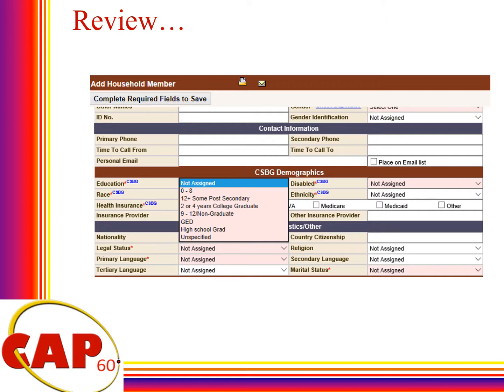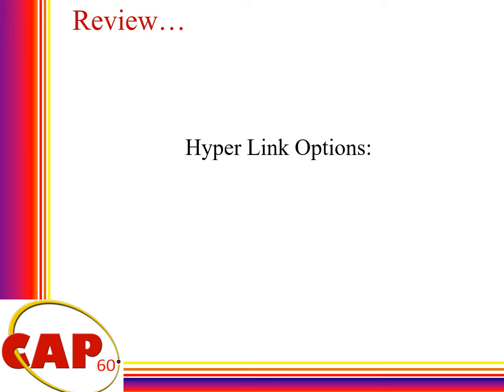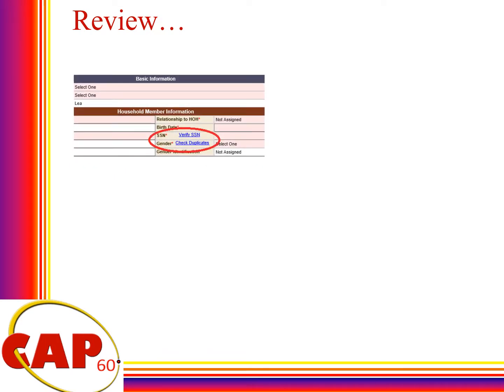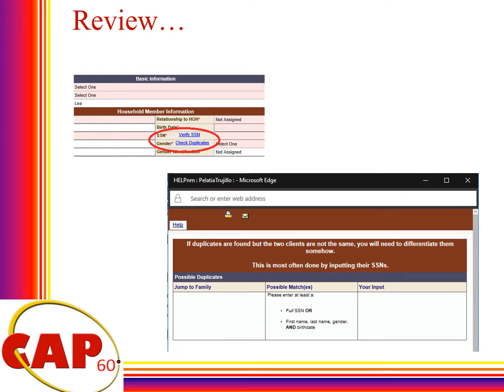Now let's take a moment to review the hyperlink options. There are two hyperlinks in the household information section: Verify Social Security Number and Check Duplicates. The Verify Social Security Number option is currently not available for use, but the Check Duplicates option will search CAP60 for the duplicate clients. Using this function will assist you in removing the duplicates or updating the client information.